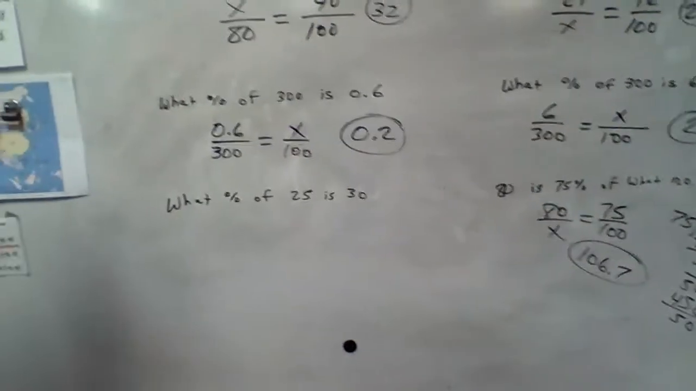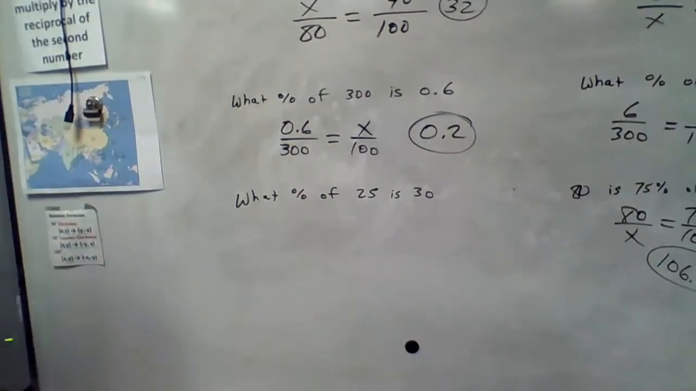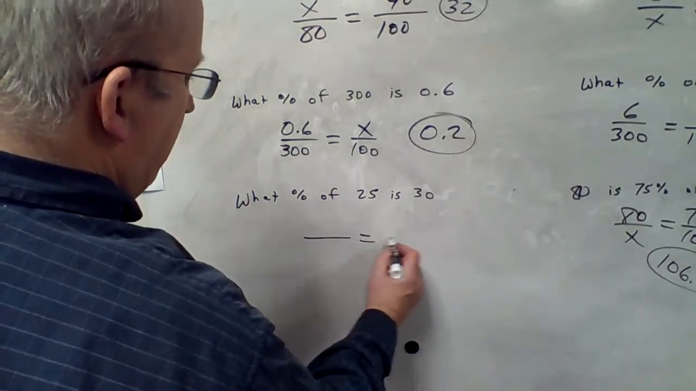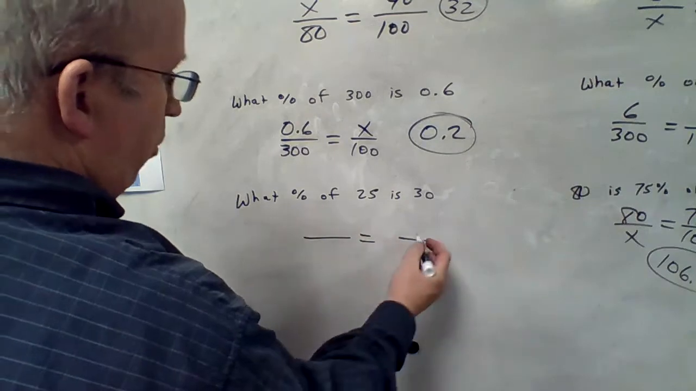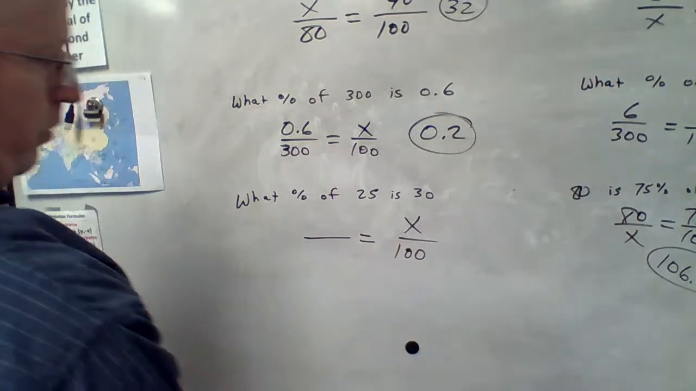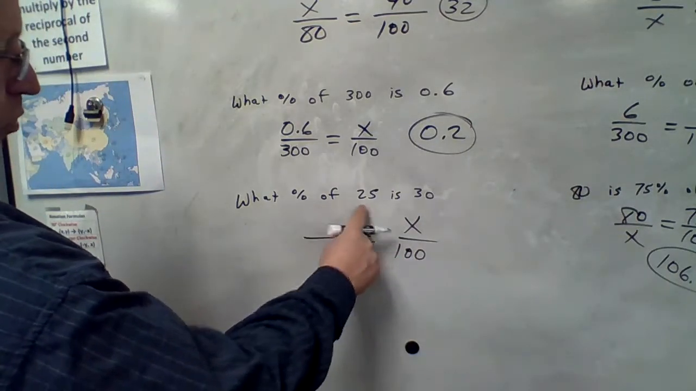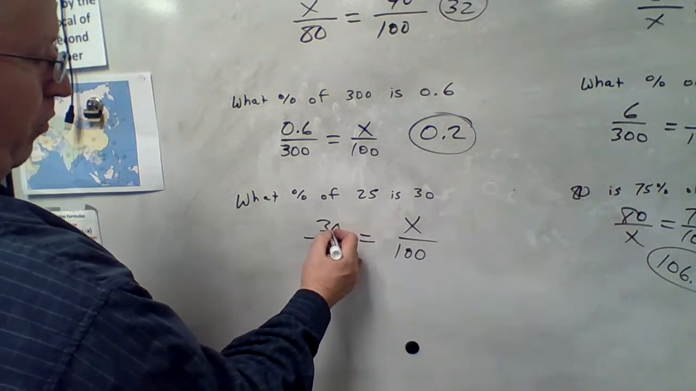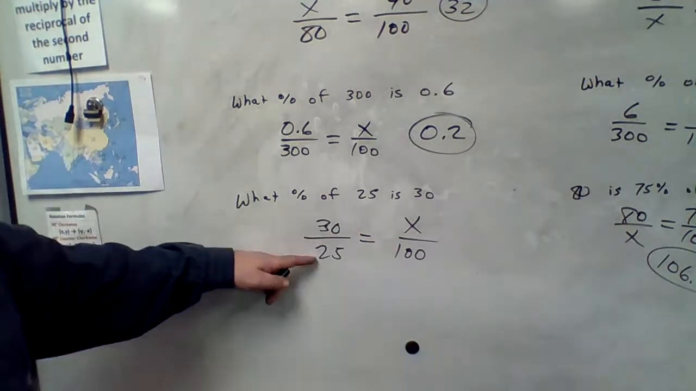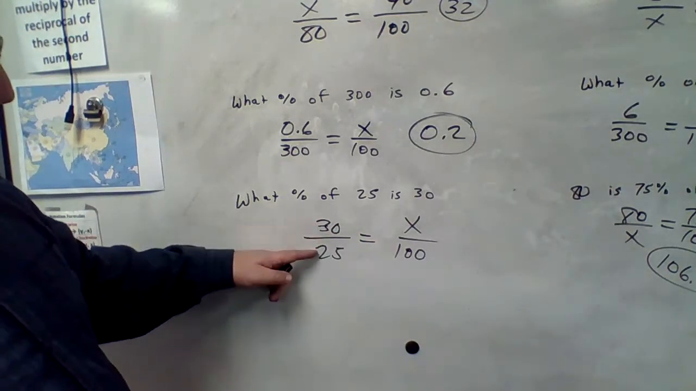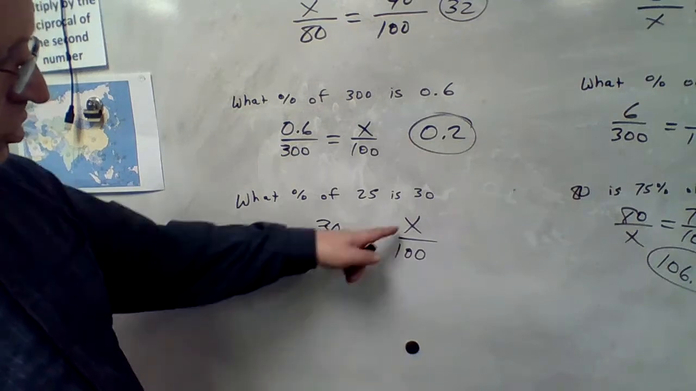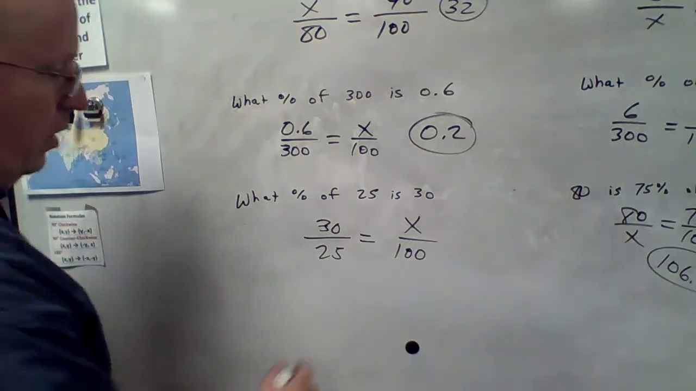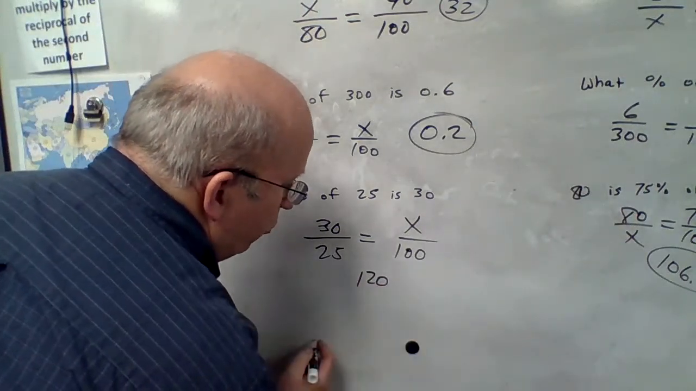And finally, last problem. What percent of 25 is 30? Can you see that one? I think you can. What percent? We don't know the percent, so I'm going to go x over 100. 25 follows the word of, and 30 is left over, so we put it up here. Now this might look a little freaky because we've got a bigger number over a little number, but that's okay. We're just going to end up with a percent value that's bigger than 100 in this case. And the answer is 120.